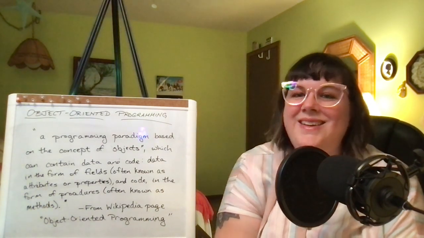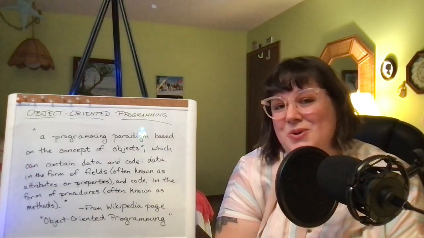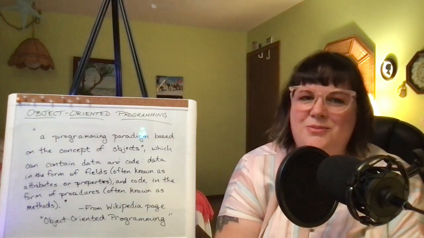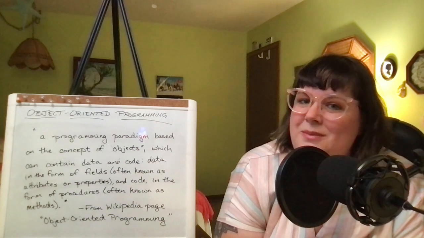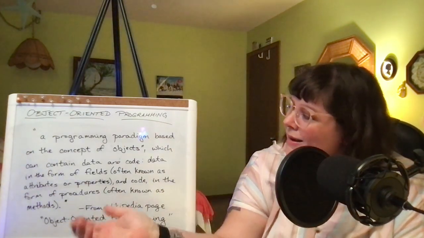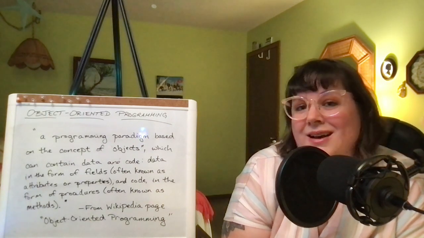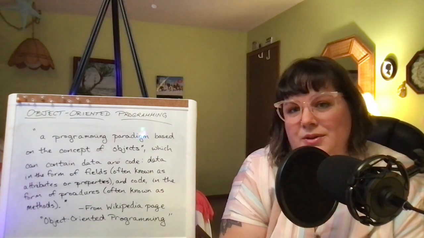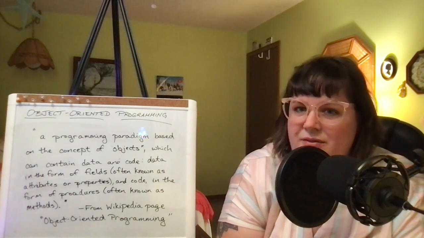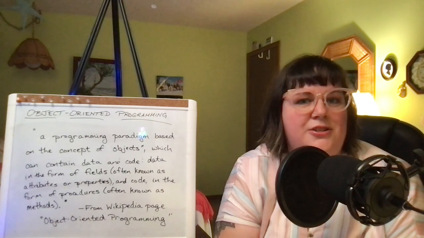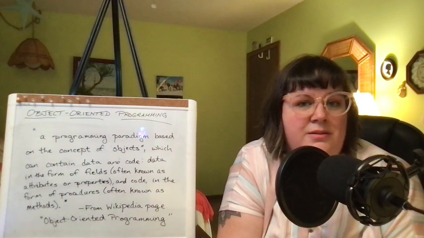Thanks for joining me. Today, we're going to talk about object-oriented programming. So, what is object-oriented programming? According to Wikipedia's page on object-oriented programming, it is a programming paradigm based on the concept of objects, which can contain data and code. Data in the form of fields, often known as attributes or properties, and code in the form of procedures, often known as methods.